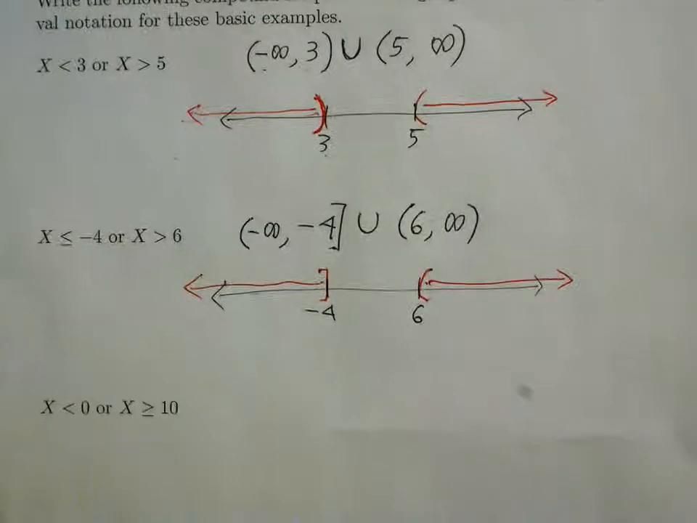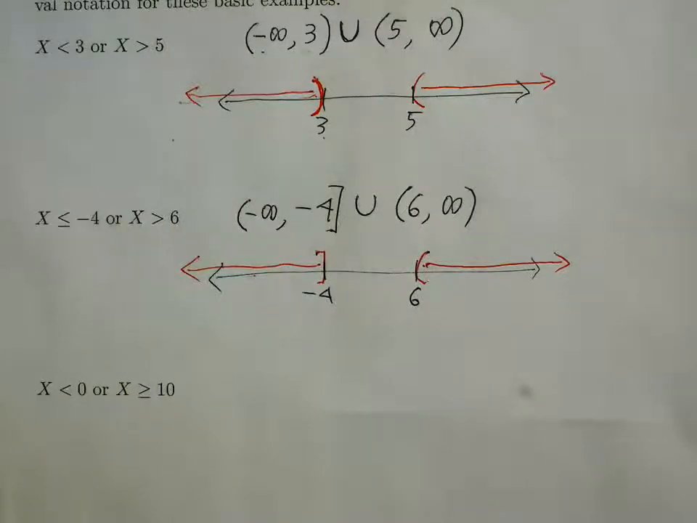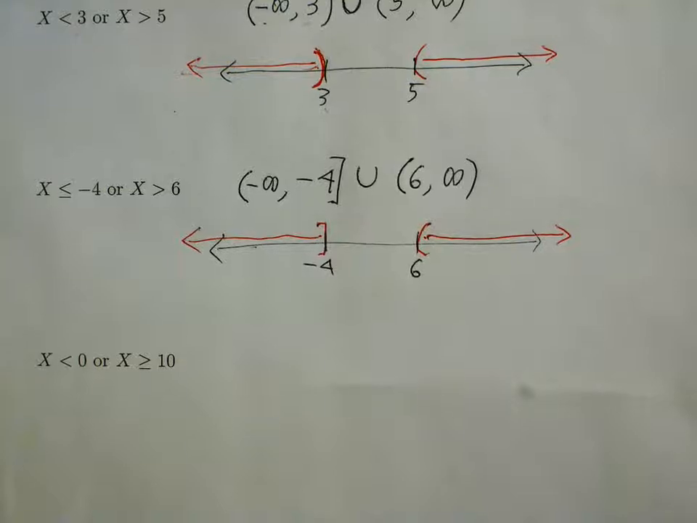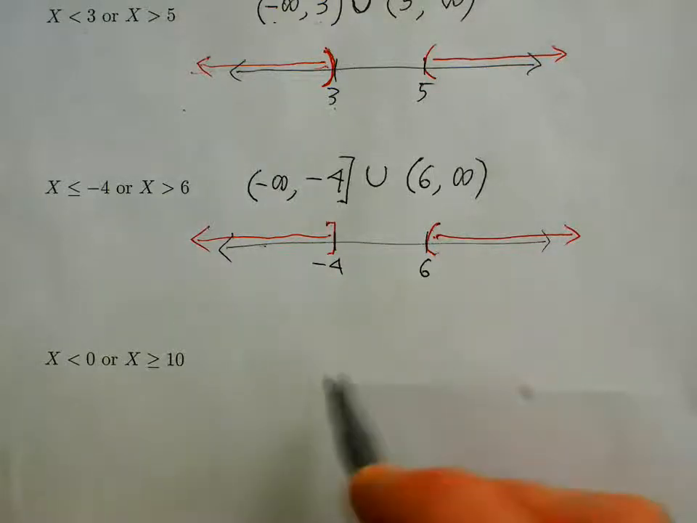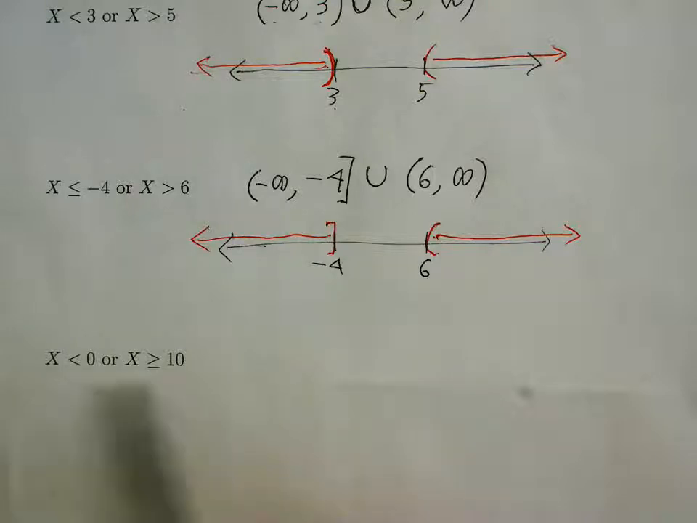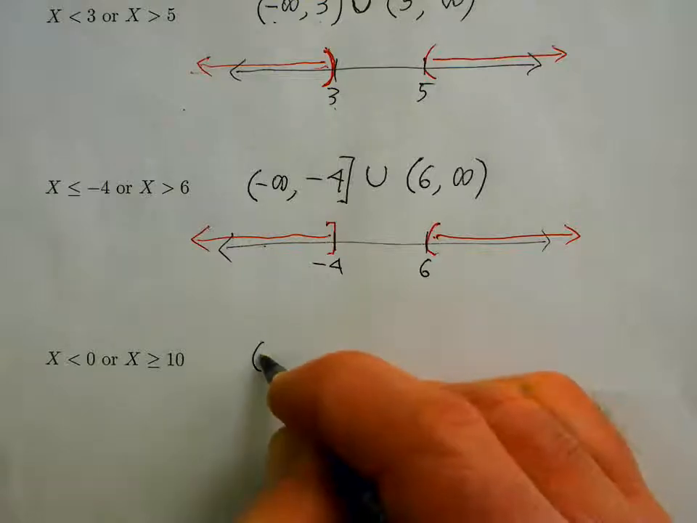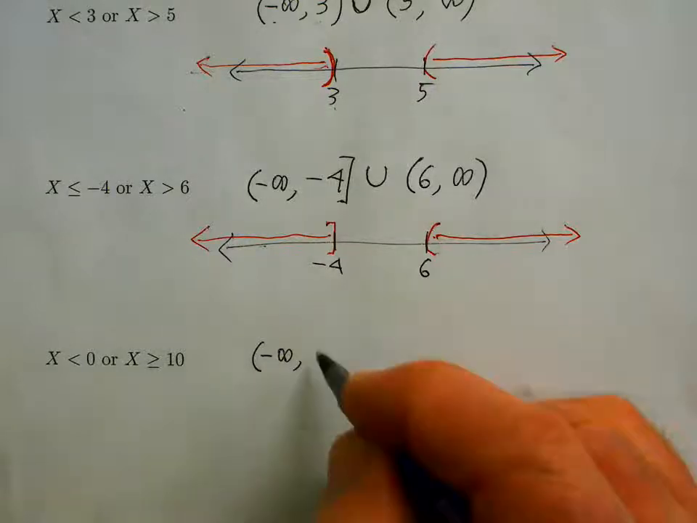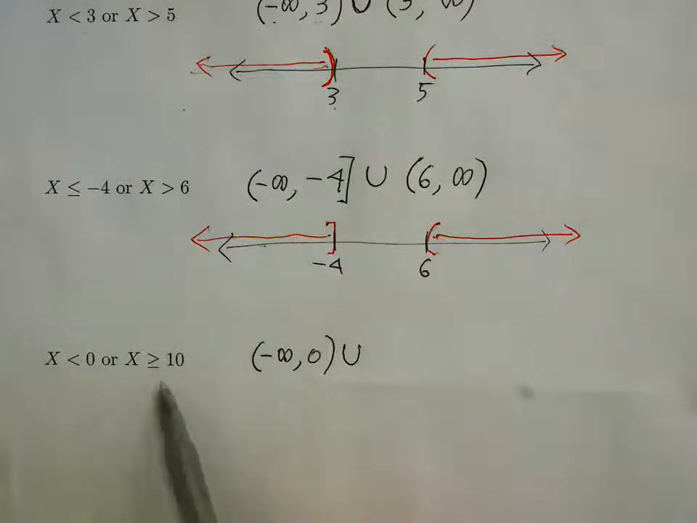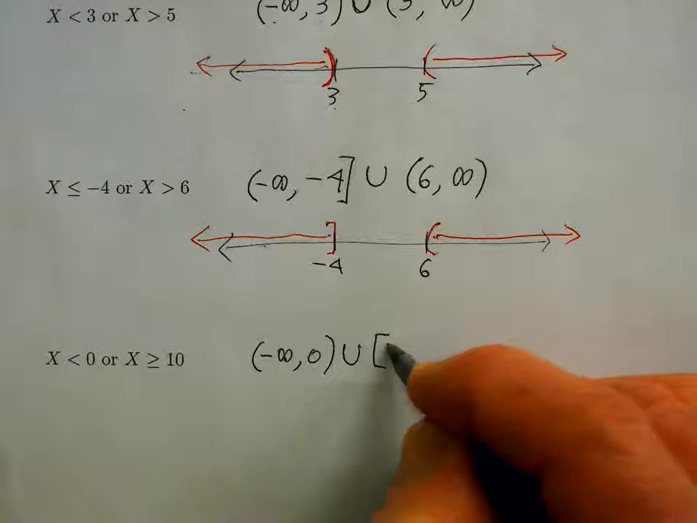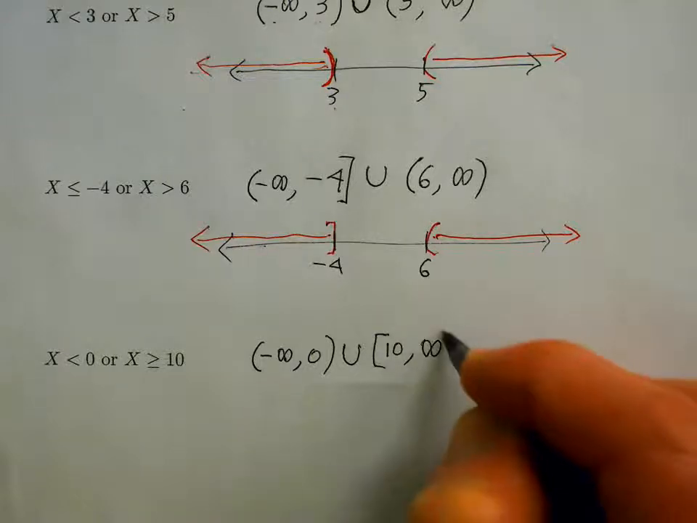Okay, another basic example. So now it's starting to get monotonous, but it's okay. X is less than 0, or x is greater than or equal to 10. So we can write down the interval notation. If x is less than 0, that's parenthesis negative infinity, comma 0, parenthesis. The word or is used, so we use the union symbol. And if x is greater than or equal to 10, we use bracket 10, comma infinity, parenthesis.